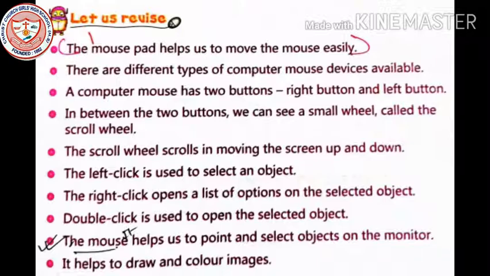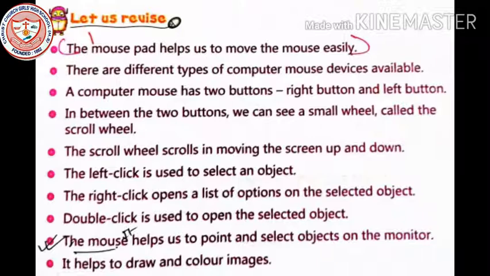So what is a ball mouse? There is a ball at the bottom, which helps it to move differently wherever we want. Different action, left, right, up, down, wherever we want we can move. This ball mouse is the oldest mouse. Clear?